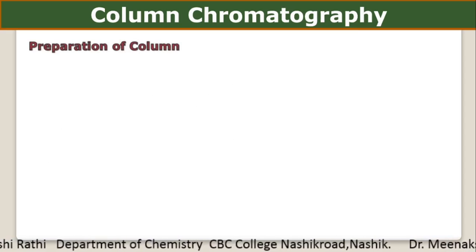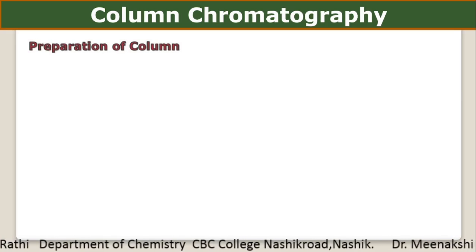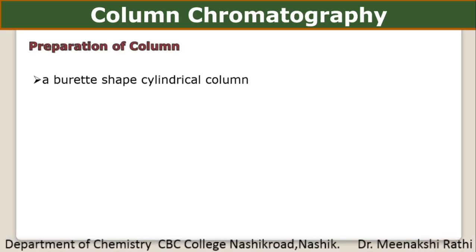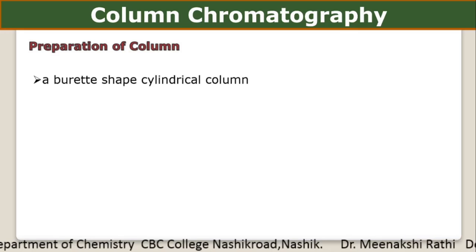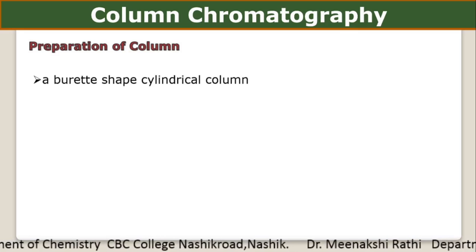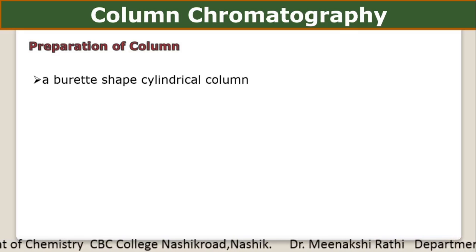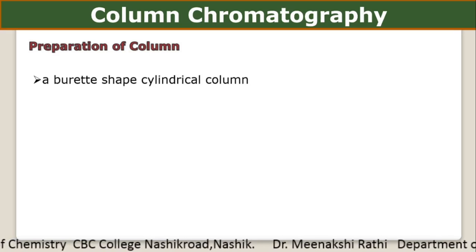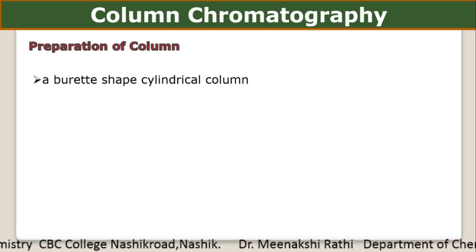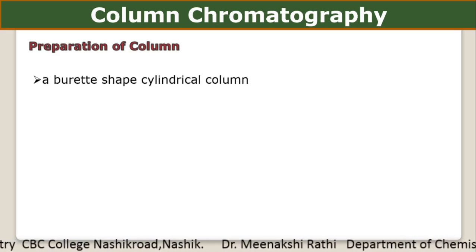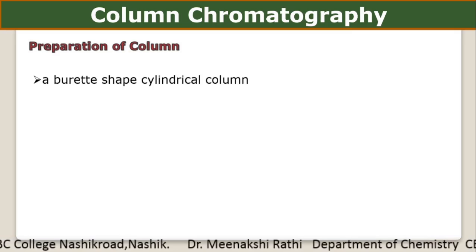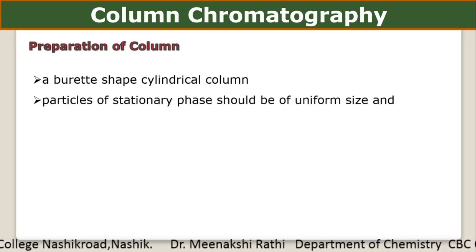Now, preparation of column. How is the column prepared? Column chromatography requires a vertical column. Preferably it should be a glass column with a knob at the bottom end. This is preferably a burette-shaped cylindrical column. So the column is like a burette, but on a burette there are markings. So we need here a column which is burette-shaped but without markings or any readings.